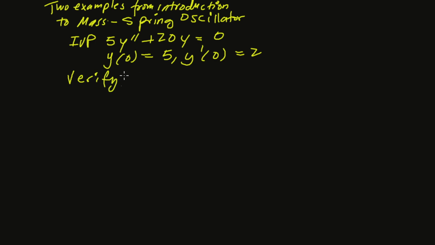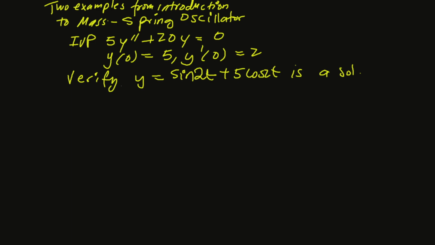This has two requests. The first one is to verify that y of t is equal to sine of 2t plus 5 cosine of 2t is a solution. Then a second request will have to do with finding a maximum, and I'm not sure if in calculus you've done the maximum, but I'm not sure if you faced the type of trigonometric equation that we're going to do. So let me know.